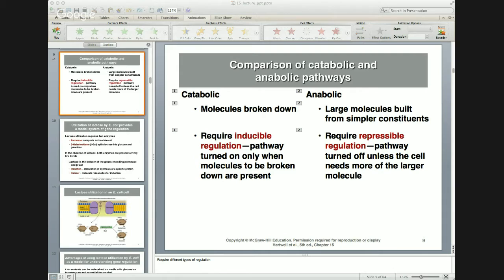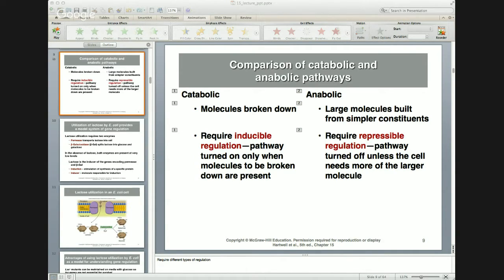Okay, so I mentioned previously that Jacob and Monod, who are the ones who discovered how the lac operon is regulated, did so in part by creating mutations and then looking at the effects of these mutations. So what we'll look at now are some of these mutations, which helped in identifying the functions of the various components of the lac operon.